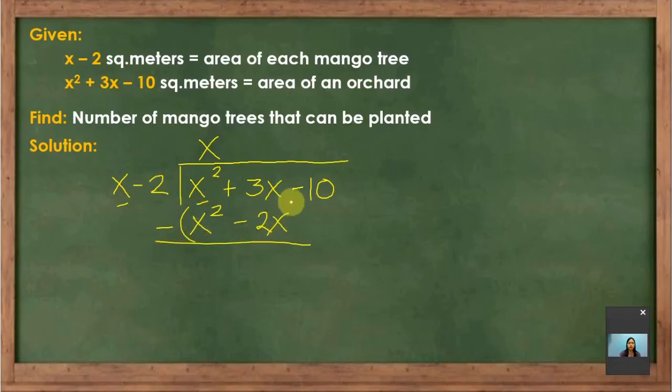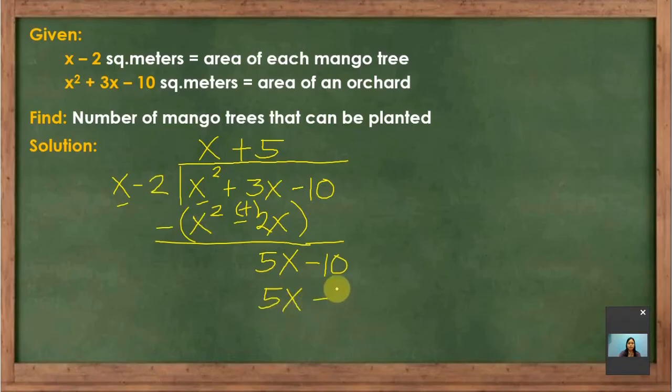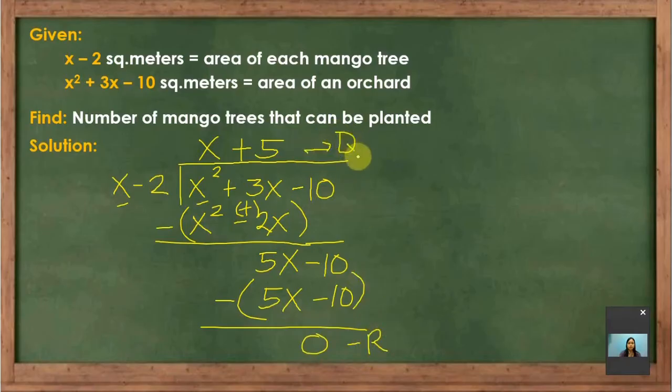Then subtract. This would be 0. Then this becomes plus 2x. 3x plus 2x is 5x. Then bring down minus 10. We have 5x divided by x is 5. So we have plus 5. Then 5 times the quantity of x minus 2 is 5x minus 10. Subtract. We have 0. This is now the remainder. And this is the quotient.